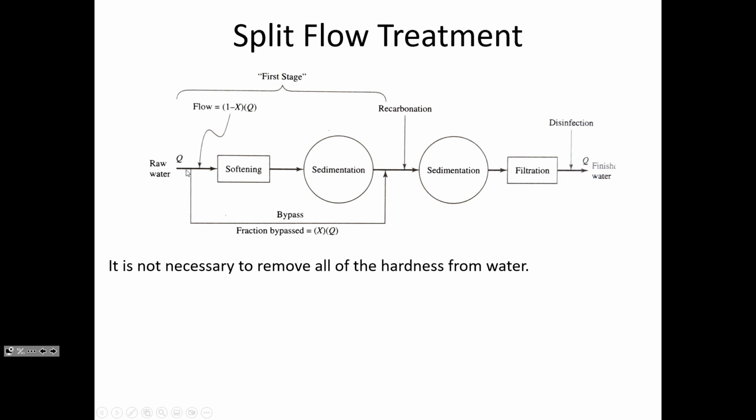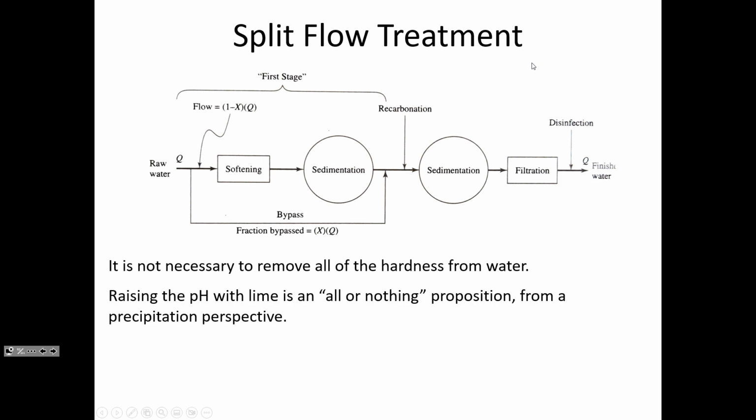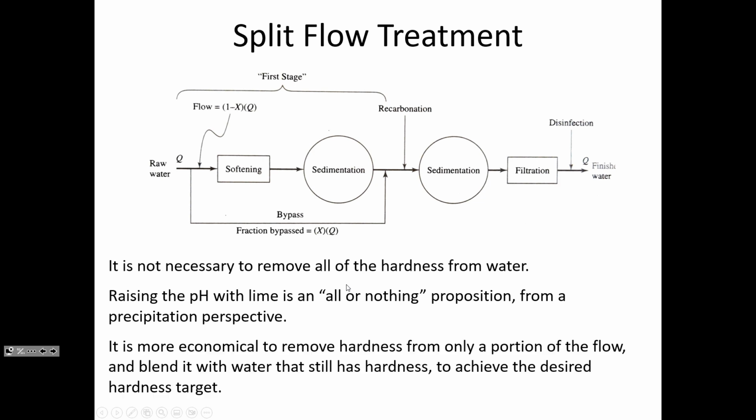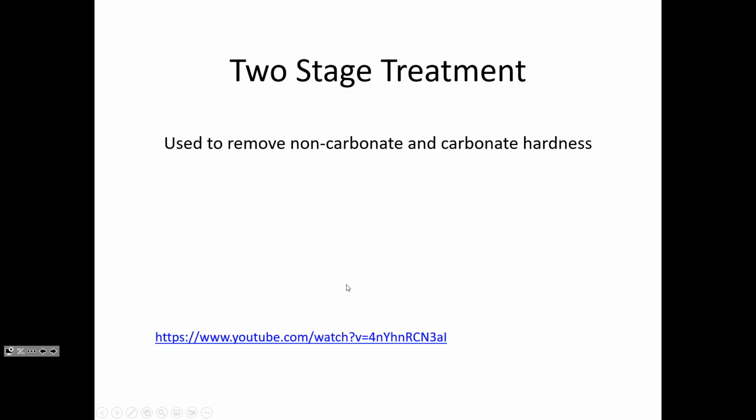You don't have to recarbonate as much, and you don't use as much lime in the first place. So this is just an example of a split flow treatment that would enable you to get a blend. So from a chemical perspective, once you take the pH up to 11, all of the hardness that's there, you might as well remove it. But we don't have to get the hardness to 0 to make people happy. So that's why we do the blending, for economics.